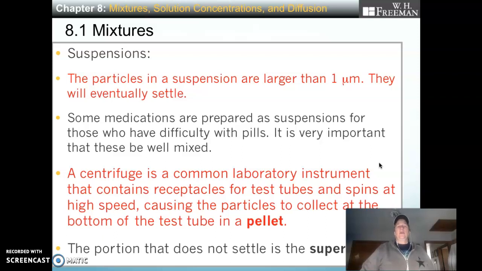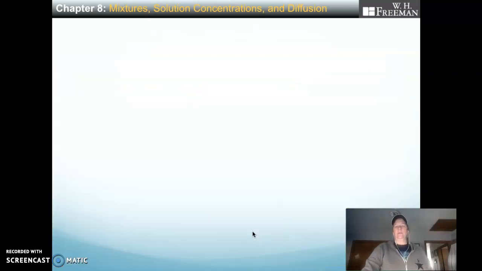The portion that doesn't settle out, the liquid part, is called the supernatant, and I'm sorry you can't see it. Supernatant, and then you have a pellet. So the centrifuge, by spinning it, separates it for you.